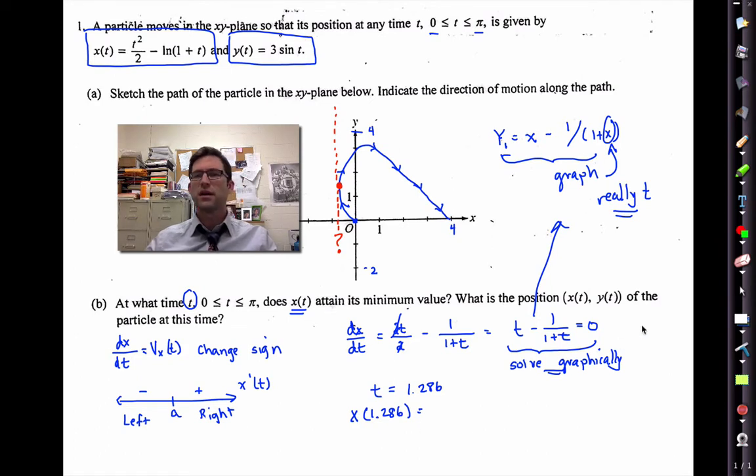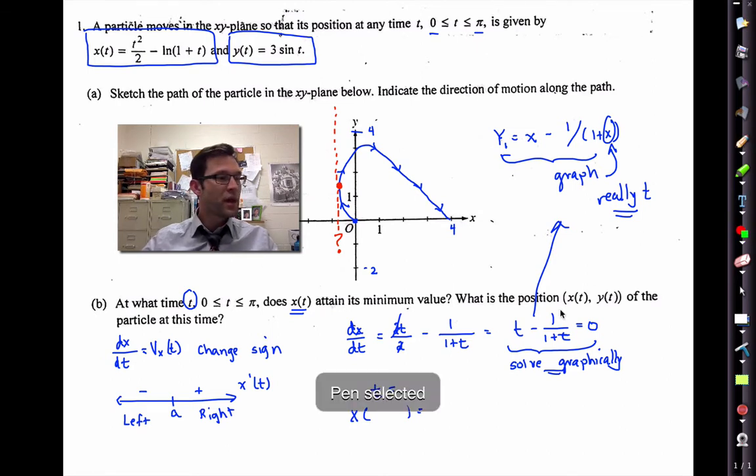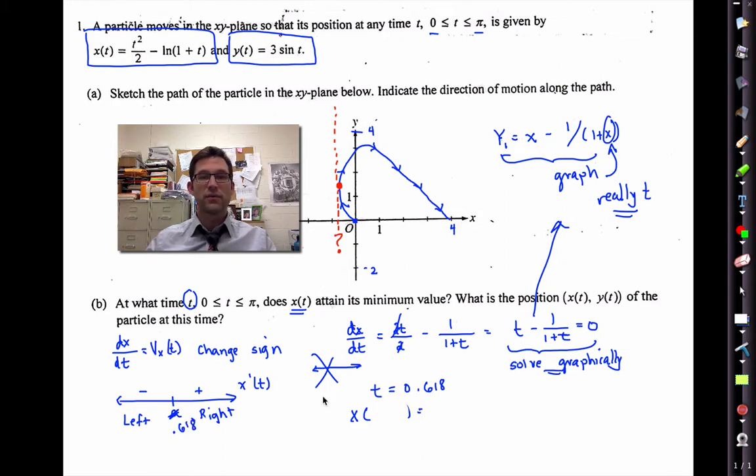Oh, I'm sorry. That's not right. Yes, the eraser is selected. It's not 1.286. I apologize. It is actually 0.618. All right? And in fact, if you created this number line, actually we already have this number line. If you just did this and put a 0.618 here, this is exactly what you'd find.